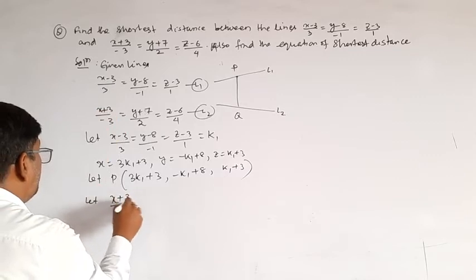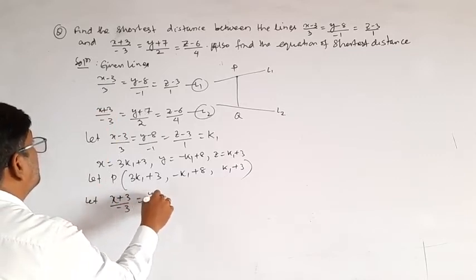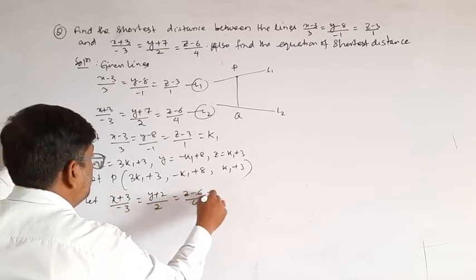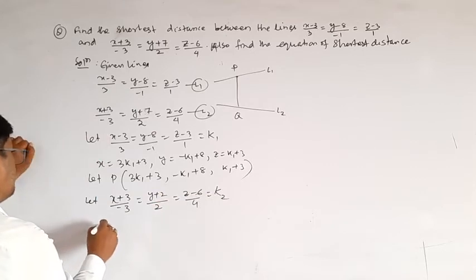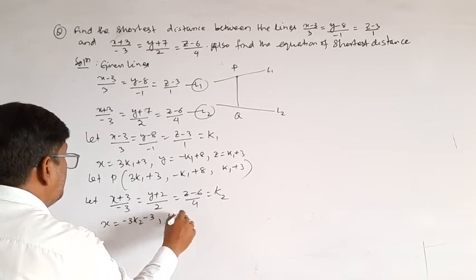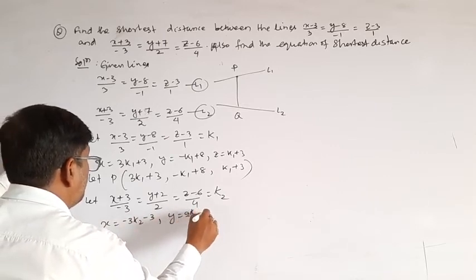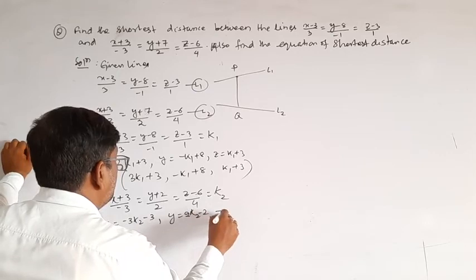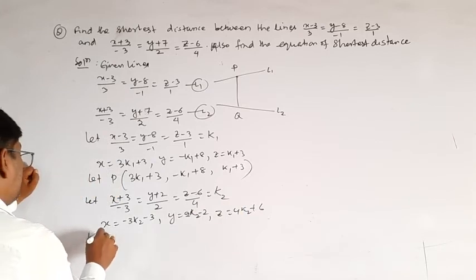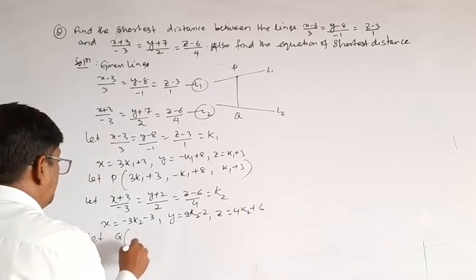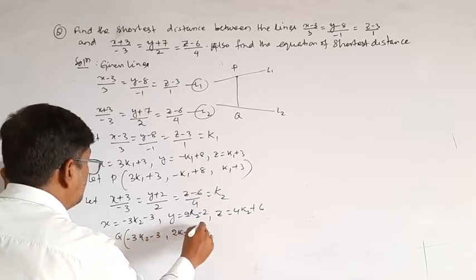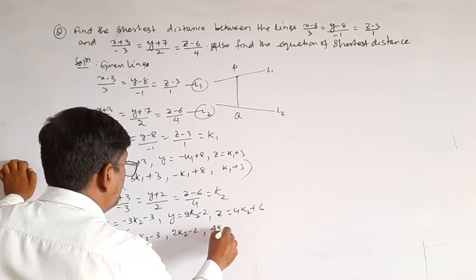Similarly, let (x + 3)/(−3) = (y + 7)/2 = (z − 6)/4 = k2. Then x = −3k2 − 3, y = 2k2 − 7, and z = 4k2 + 6. Let Q be (−3k2 − 3, 2k2 − 7, 4k2 + 6).